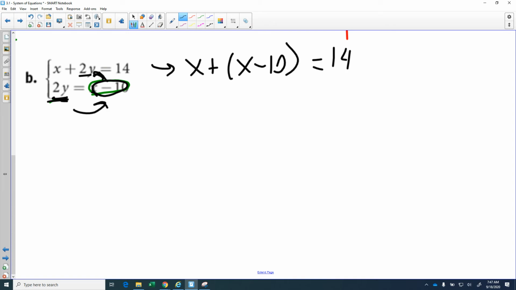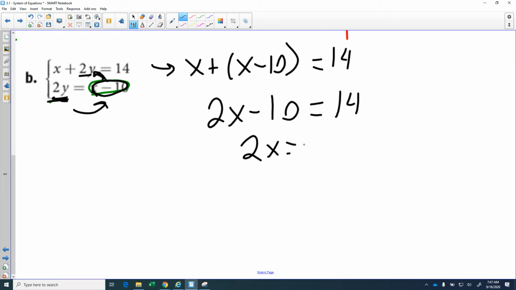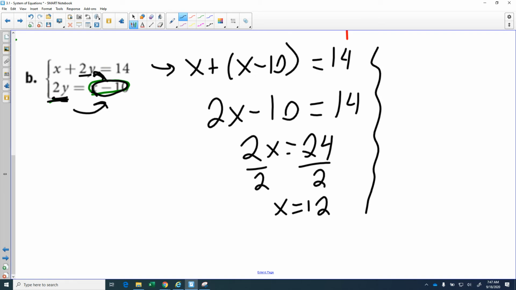At that point, I can just simplify. This would become 2x minus 10 equals 14. Add the 10 over to get 2x equals 24. And then divide by the 2 to get x equals 12. Okay? And then once I have one value, I can just plug it in to find the second. We'll go ahead and use the bottom equation. So we have 2y equals x, which we know is 12 minus 10. This becomes 2y equals 2.